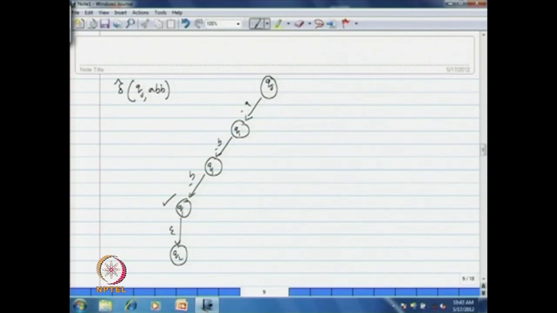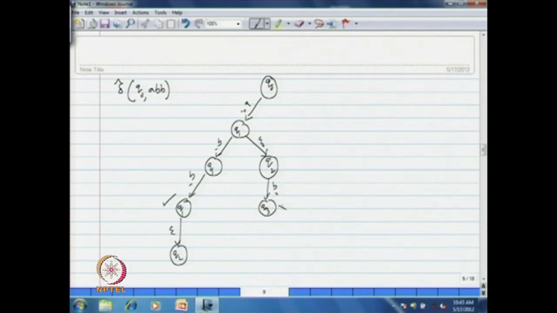Similarly, taking first a, it will go to q 1, and then taking an epsilon at q 1 it can go to q 2, and at q 2 taking b it can go to q 3, but at q 3 no further transition is defined. So therefore, if we follow this path a epsilon b, we have processed only a b, not the full string a b b.